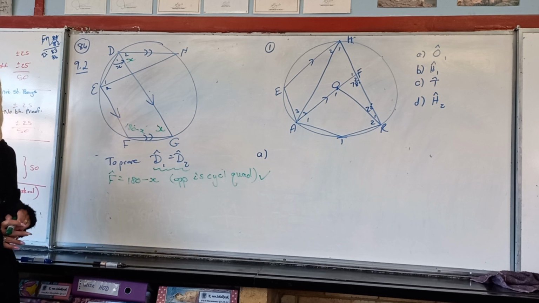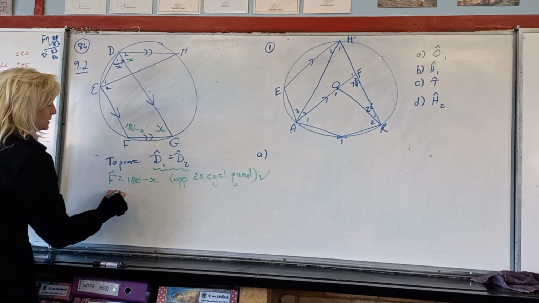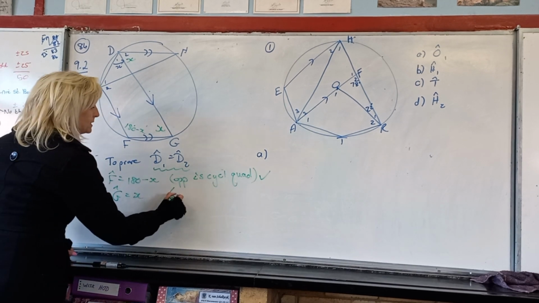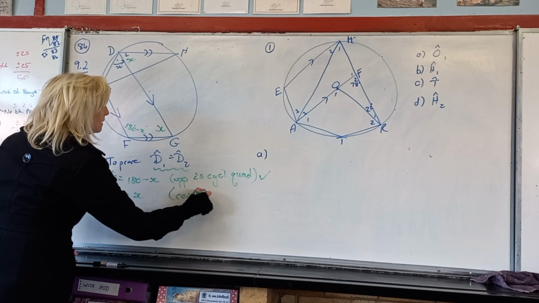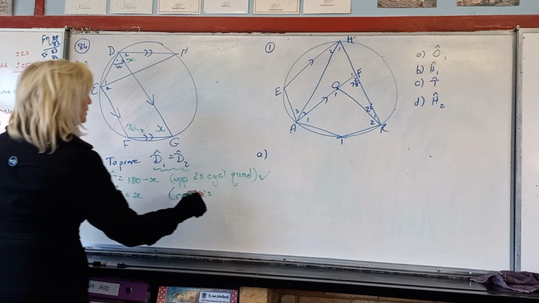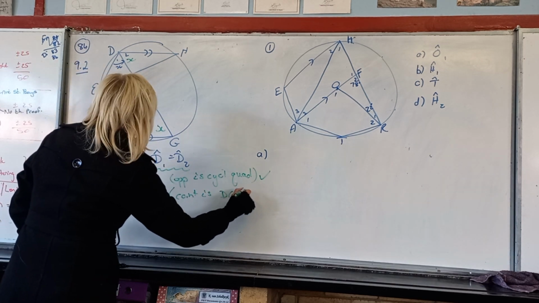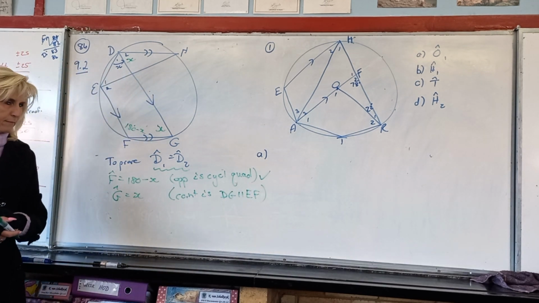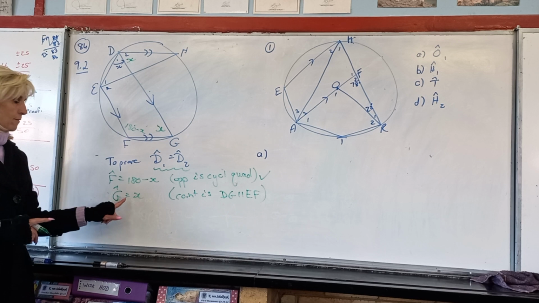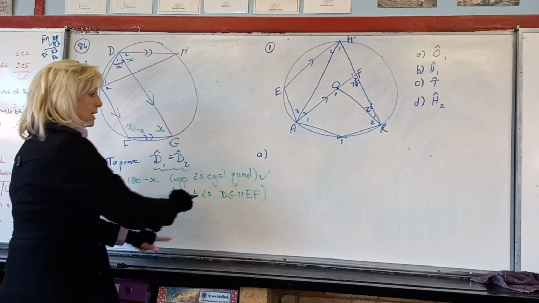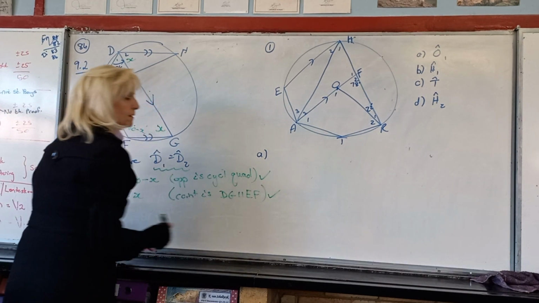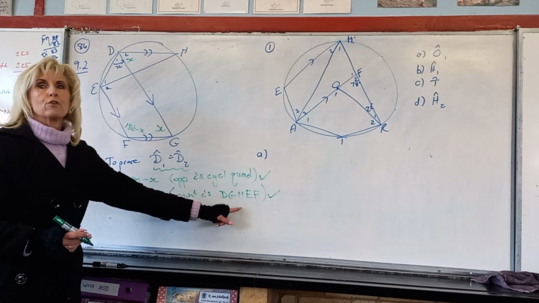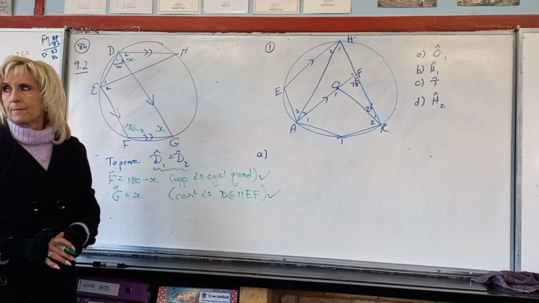What did we get from there? Angle G was equal to x. Why? Co-interior angles. Yes, thank you. DG parallel to EF. If those parallel lines are not there, no marks. And again, for the statement and the reason, completely right, 1 mark. Complete reason. So everything's there, you forgot the parallel lines, you don't have the mark.